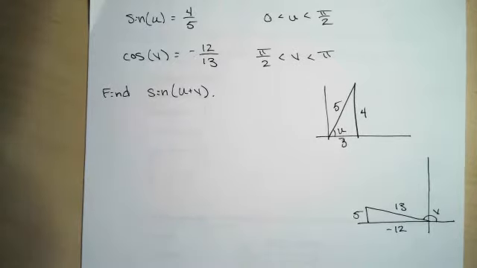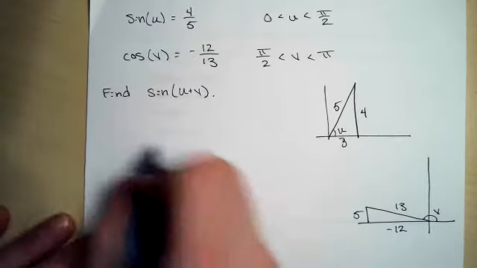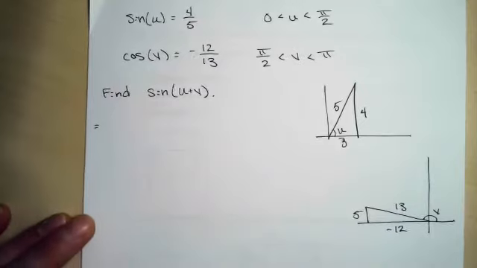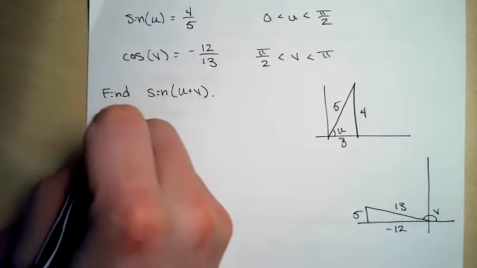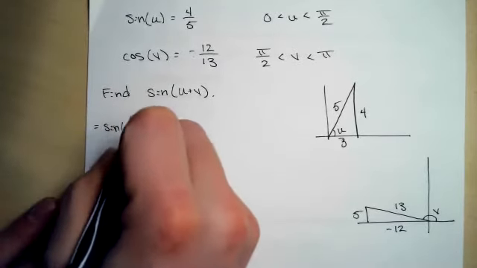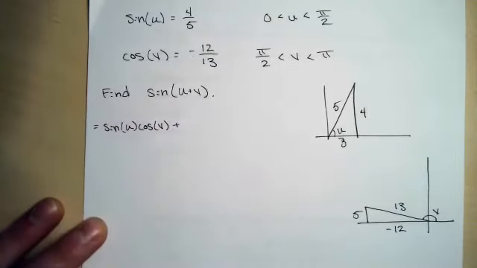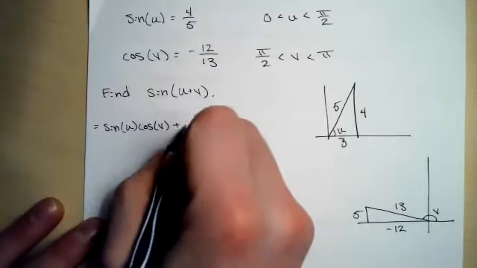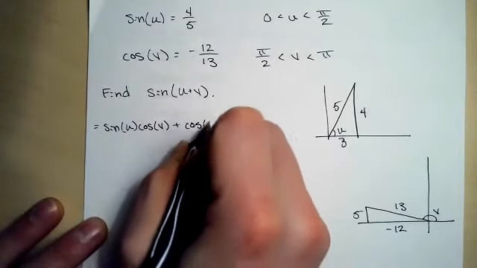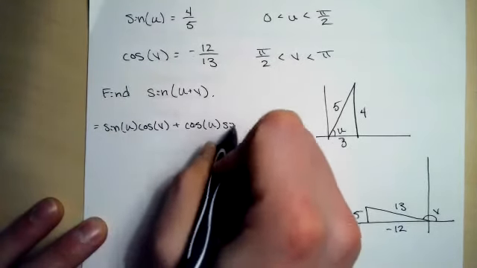Sine of u plus v. Let's go ahead and write that out in terms of our formula. So we'll have sine u cosine v plus, we'll give this a plus for sine, we'll have cosine u sine v.